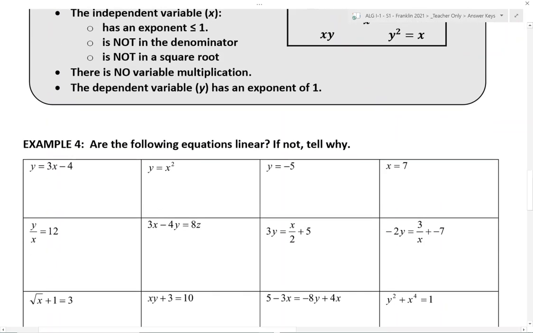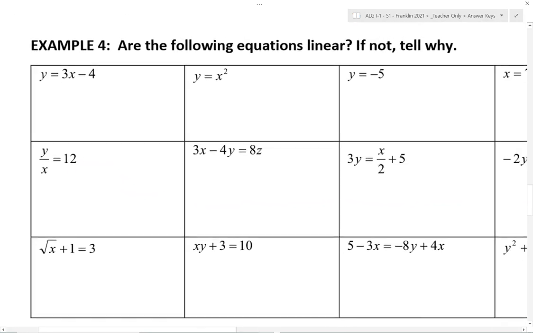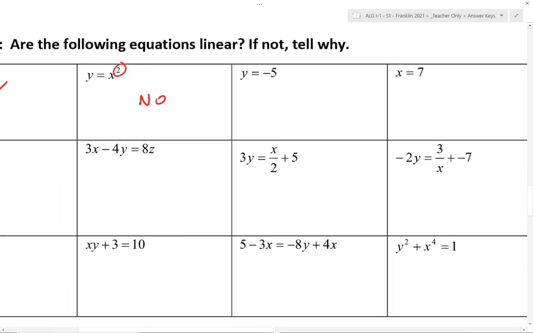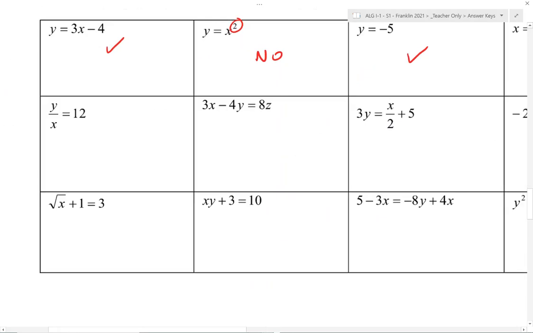So we're going to go through a bunch of equations and just say if they are linear or not, and if not, we'll circle y. So the first one, y equals 3x minus 4, that is linear. Just going to give it a check mark. Y equals x squared is not linear because of this x squared. Y equals -5, yep, that's linear. Same with x equals 7. One variable equations are just fine. This would be a horizontal line, and this would be a vertical line on the graph.